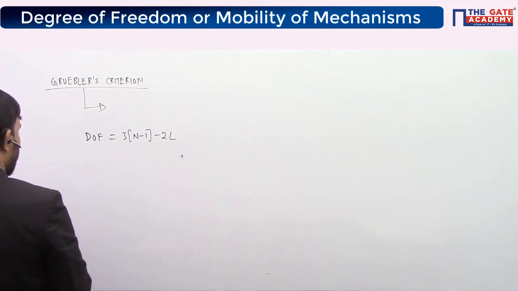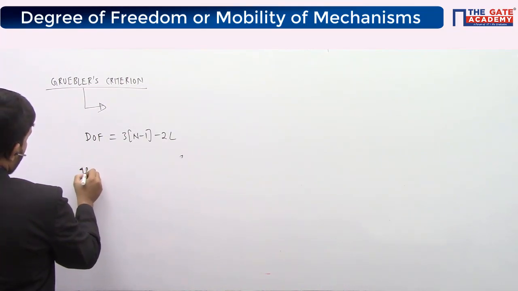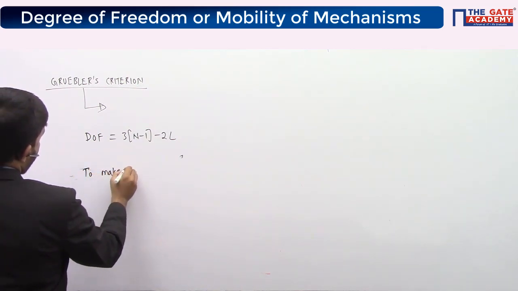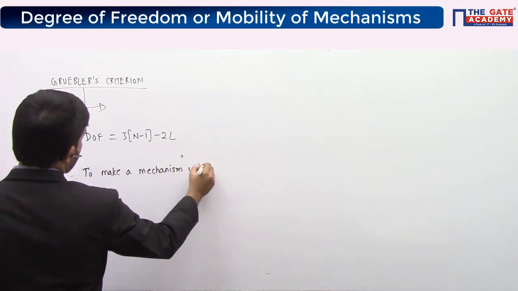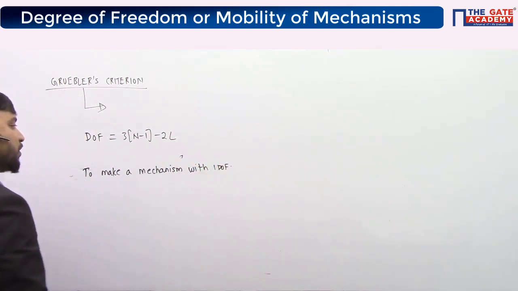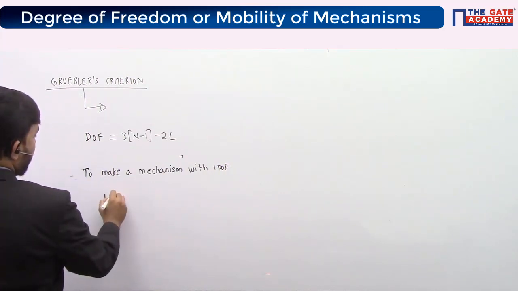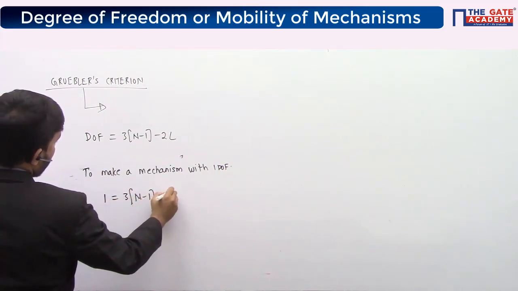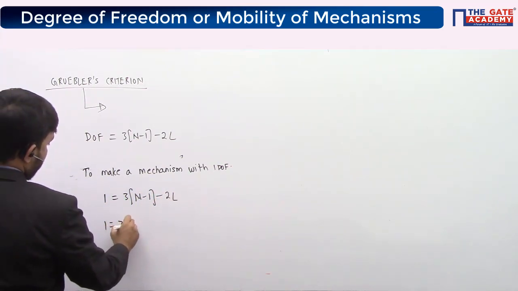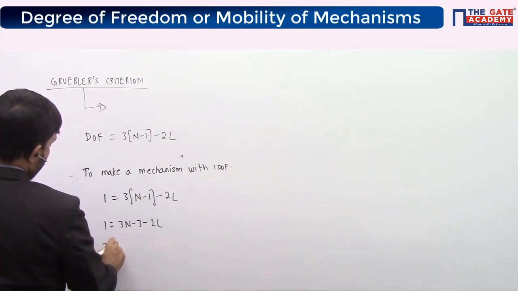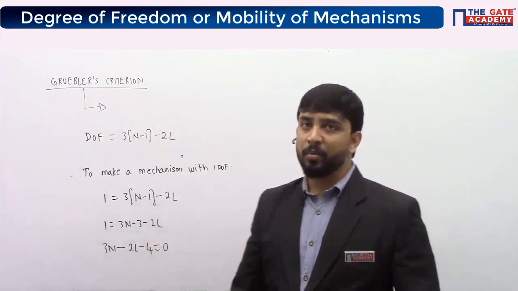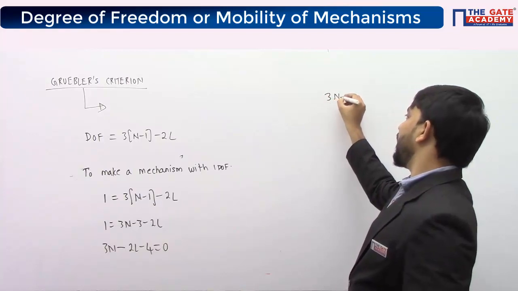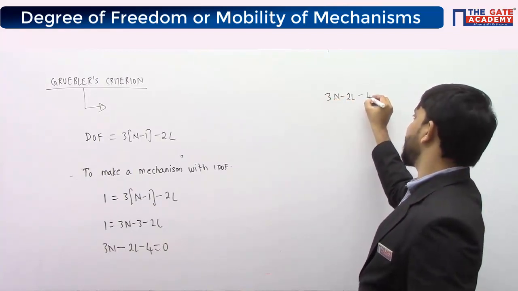So if you want to make a mechanism with 1 degree of freedom, this condition should be satisfied. Degrees of freedom is 1, so 3 times (n minus 1) minus 2l equals 1, or 3n minus 3 minus 2l, so 3n minus 2l minus 4 is 0. If you want to make a mechanism which has only lower pairs and whose degrees of freedom is 1, this condition must be satisfied.